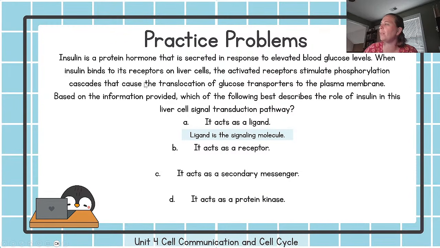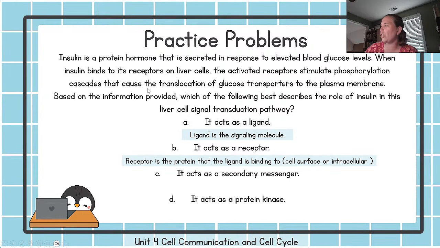So it can't possibly be the receptor if it's binding to a receptor. A receptor is a protein that the ligand is binding to. It can either be cell surface or it can be intracellular. Based on that, I do not think B is the answer. We're going to cross B out.